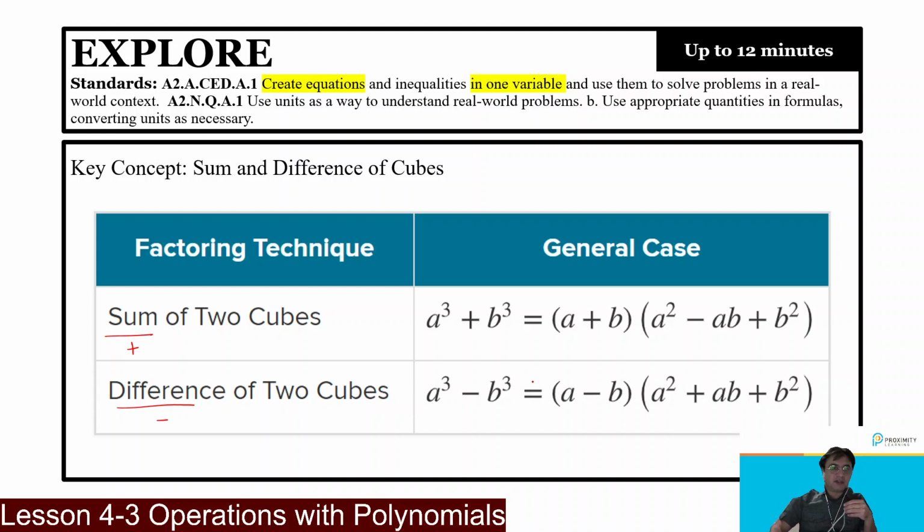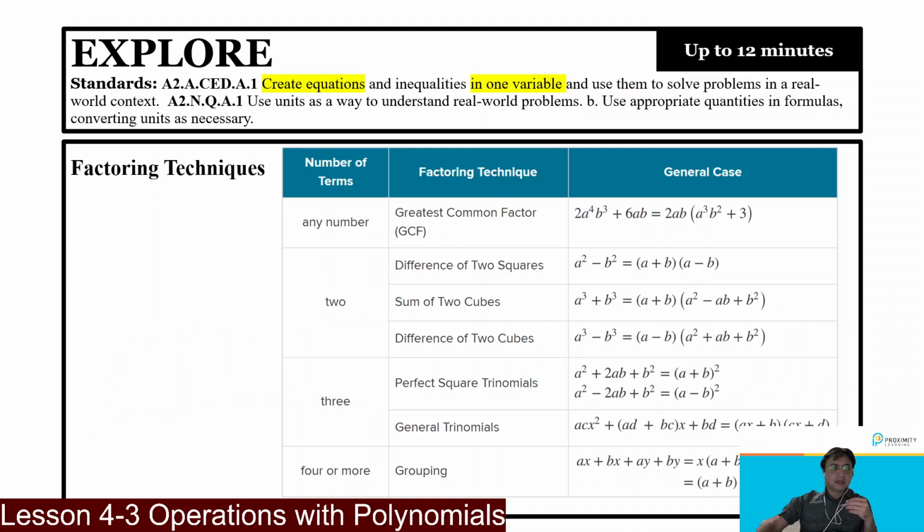Let me give you a few minutes to copy this down, and then I'm going to pause the video here, or you can pause the video here, and then once you're done taking notes here, move on to the next screen to look at some more key concepts. Alright, I hope that you were able to take notes on the key concepts. Now let's look at some factoring techniques.